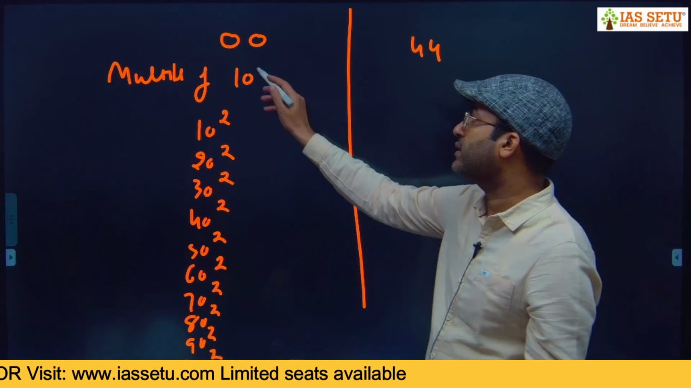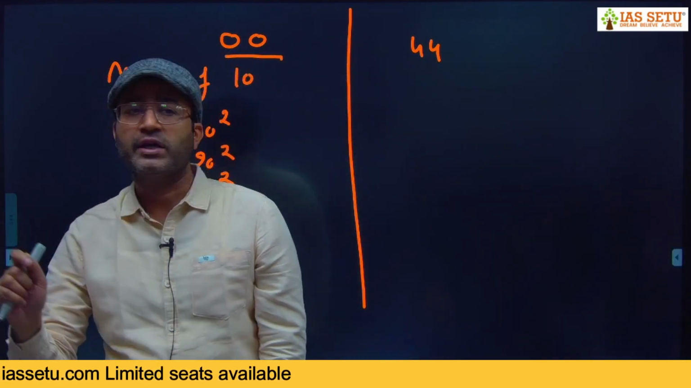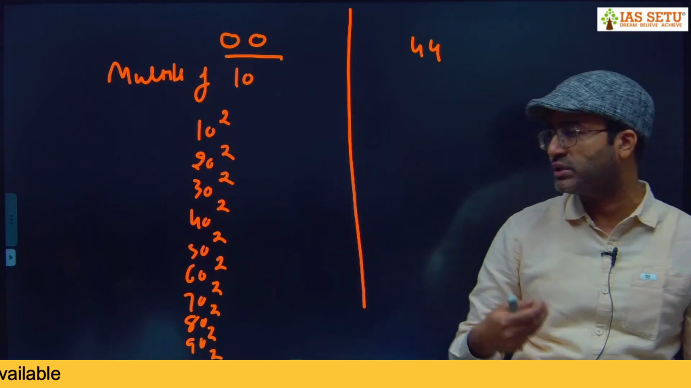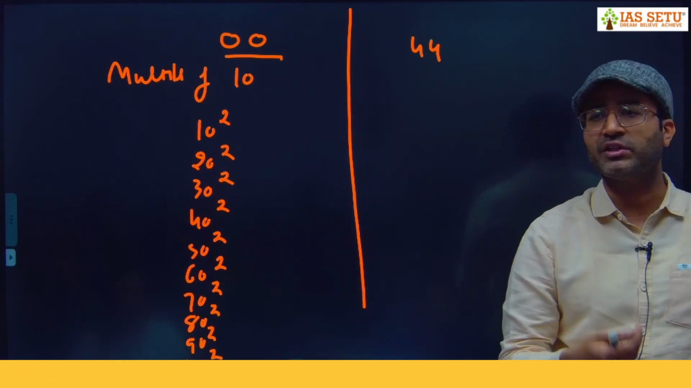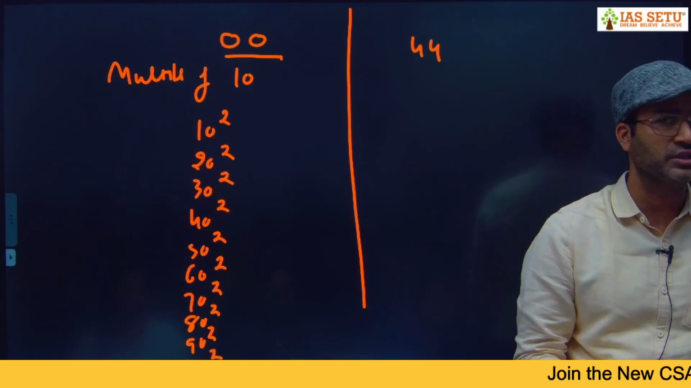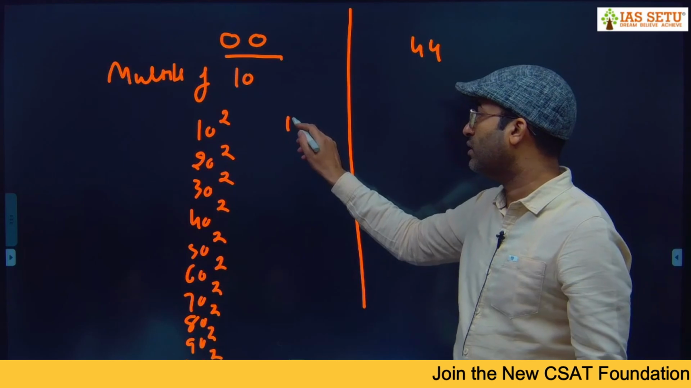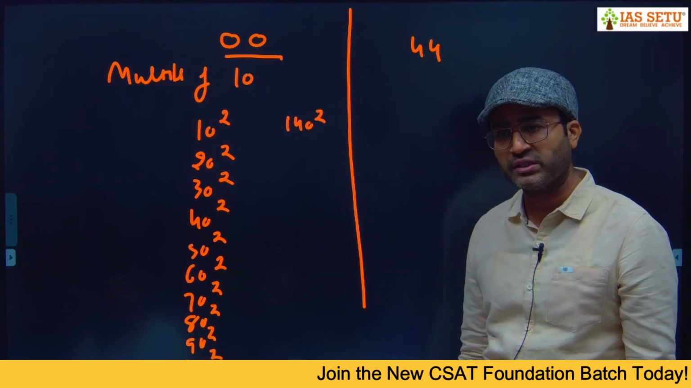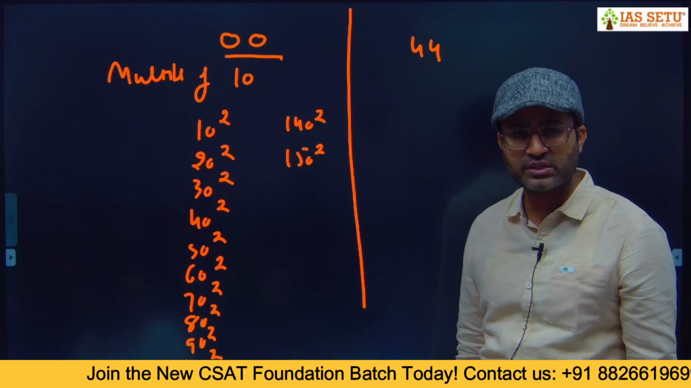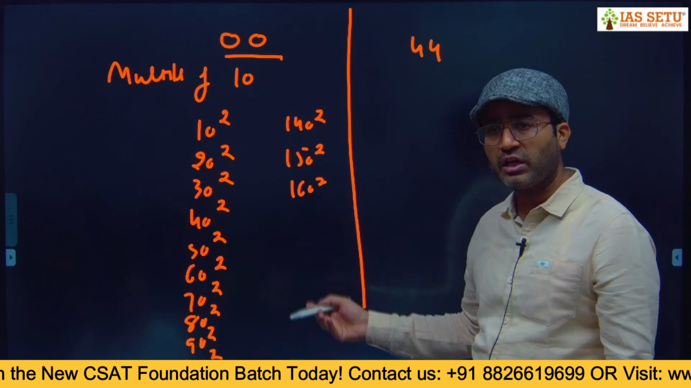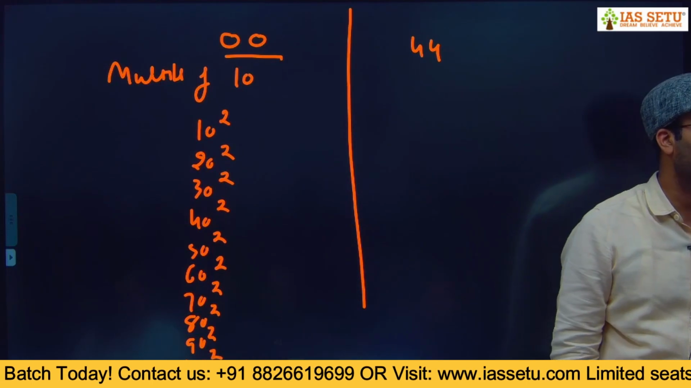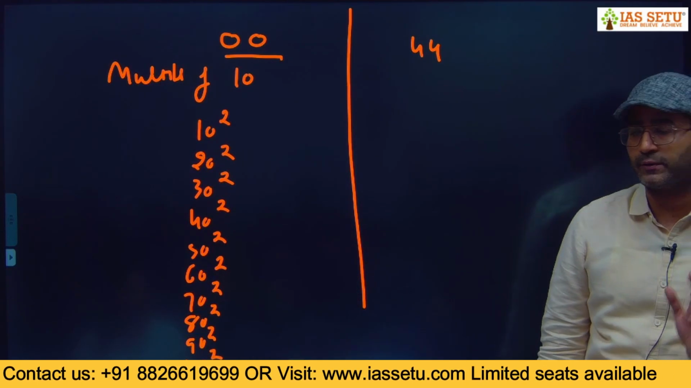So the point here is 00 is possible when it is a multiple of 10. It is very easy. What are the numbers? 10 square, 20 square, 30 square, 40 square, 50, 60, 70 square, 80 square, 90 square, 100 square, 110 square, 120 square, 130 square, 140 square. Tell me whether 140 square will have 00 in the last, yes or no? Yes. Whether 150 square will have 00 in the last? Yes. Whether 160 square will have 00 in the last? Yes. Is this point clear? Where do we get 00? When it is the square of a multiple of 10.